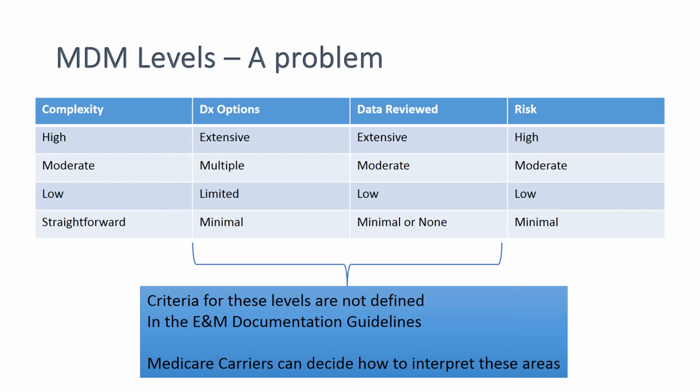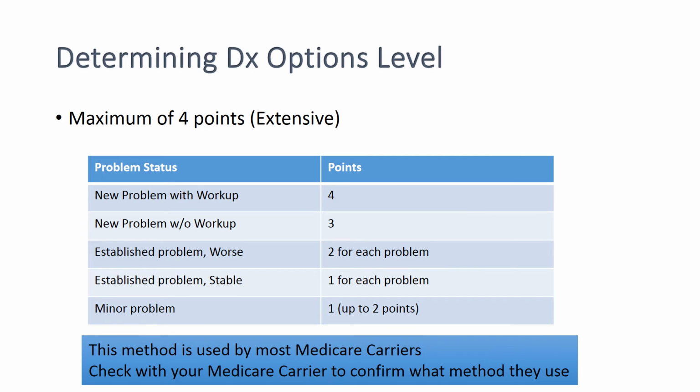Unfortunately, there's a problem with medical decision making, and the criteria for what qualifies for an extensive amount of data reviewed or extensive diagnosis or treatment options are not defined in the E&M guidelines. Medicare carriers can decide how to interpret these levels. Most Medicare carriers use this method.